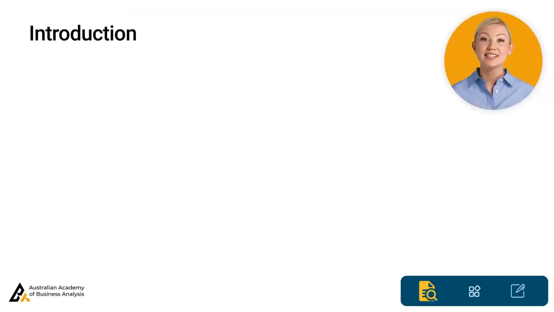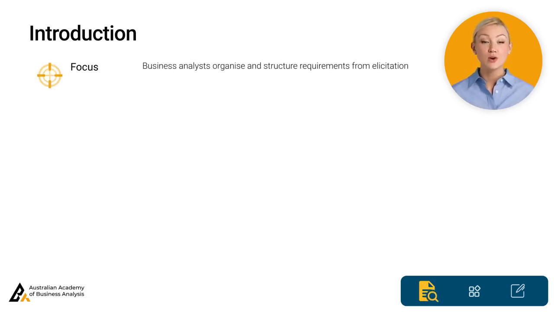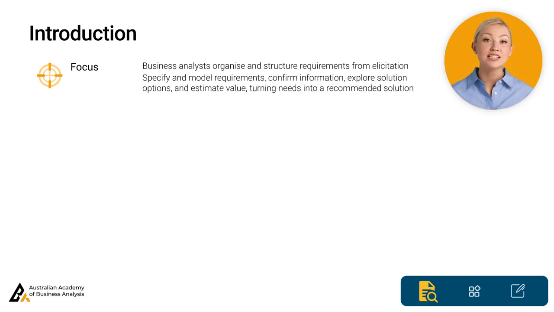The Requirements Analysis and Design Definition focuses on what business analysts do to organize and structure requirements from elicitation activities. This includes specifying and modeling requirements and designs, checking and confirming information, finding solution options to meet business needs, and estimating the potential value for each solution. It involves ongoing activities from the initial idea and exploration of the need to turning those needs into a recommended solution.